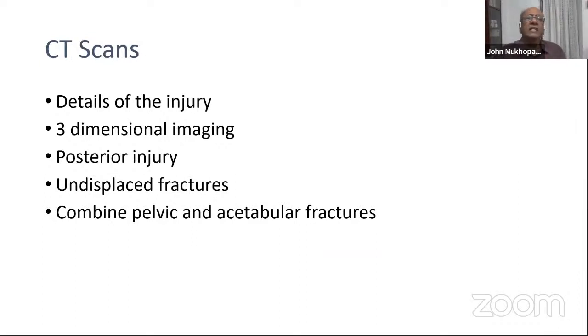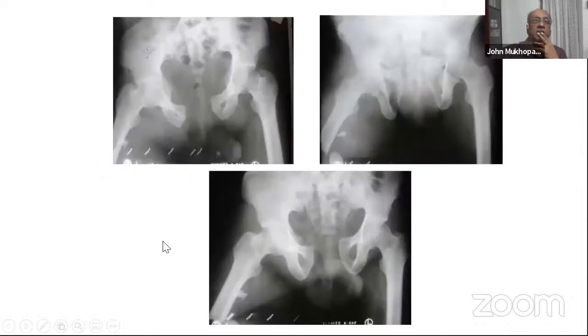Now, where does CT come in? Of course, we all know that CTs are important. Apart from the x-rays, which we talked about in detail in the earlier talk, you need CT scans for the details of the injury. It gives you a three-dimensional picture and imaging of the injury. Posterior injuries are difficult to make out on x-rays. Undisplaced fractures may be difficult, and combined pelvic and scapular fractures are difficult.